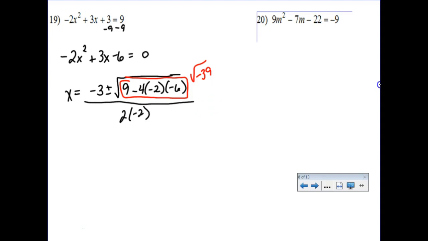Okay, so 39 itself does not break down, but you can pull the negative 1 out as a separate radical, which means we're going to have an i in front of it.